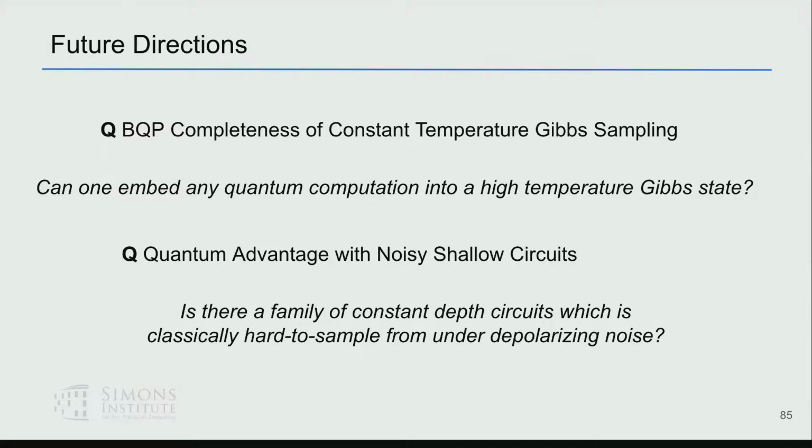The second question is on quantum advantage with noisy shallow circuits. In particular, does there exist a family of shallow, constant depth quantum circuits which remains classically hard to sample from under depolarizing noise everywhere? Naturally, if you could solve this question, you would immediately get an improvement of our main result, but with constant locality instead of log n. In fact, we don't know how to address this question even with input noise.